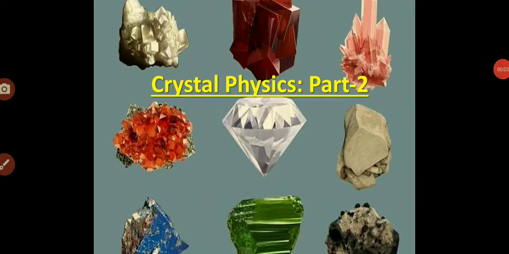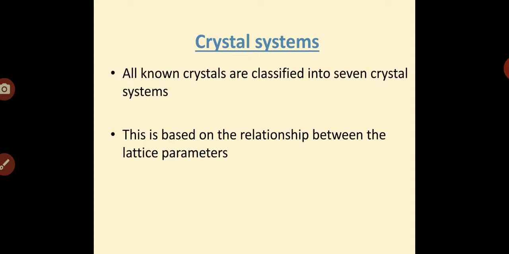Crystal Physics Part 2. Crystal Systems. All the crystals are classified into 7 types of crystal systems. This is based on the relationship between the lattice parameters of a crystal.